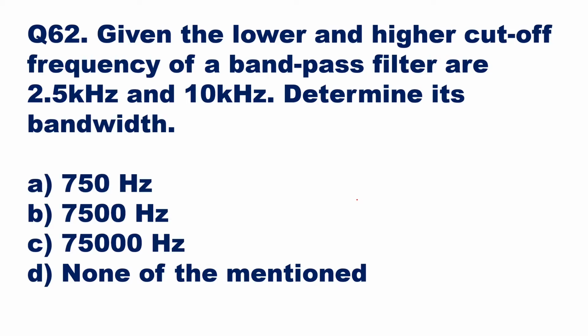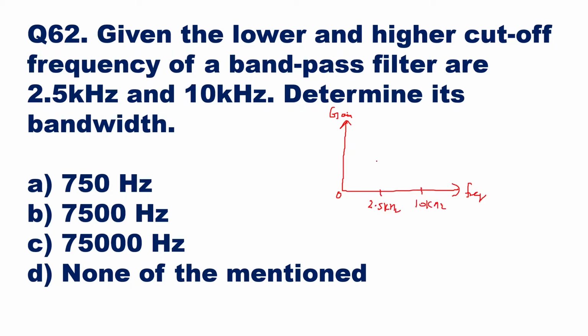Given the lower and higher cutoff frequencies of a band pass filter. So again, we'll draw the same type of frequency response. Here this is gain and this is frequency, starting from 0. We are speaking about a band pass filter, where the cutoff frequencies are given as 2.5 kilohertz and 10 kilohertz. So here is 2.5 kilohertz and here it is 10 kilohertz.